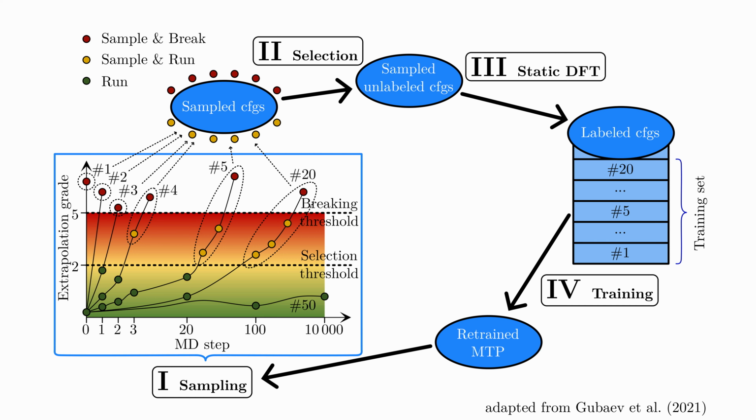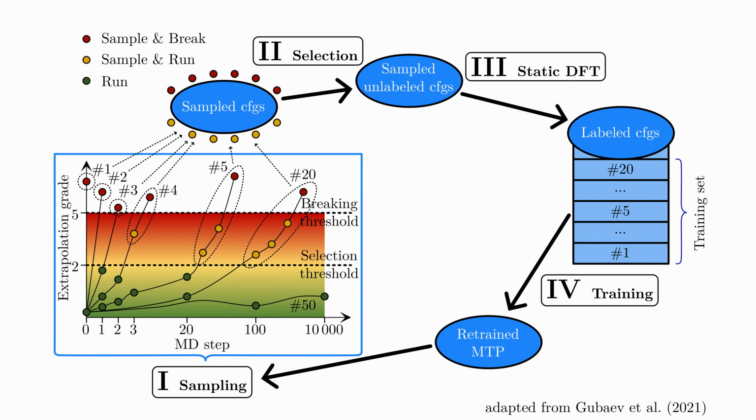Based on this, a full-fledged active learning on the fly scheme can be built. It involves the following steps. Stage 1. Sampling. Set up an MD run using an MTP. If a configuration with gamma larger than the selection threshold comes up, add that configuration to the set of sampled configurations. If gamma is even larger than the breaking threshold, break the simulation and go to the next stage. If this does not happen during the entire simulation, your potential has become stable enough for the simulation to finish, and you can now get your results.